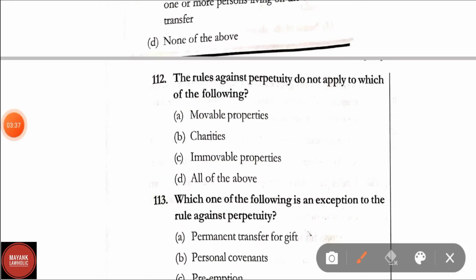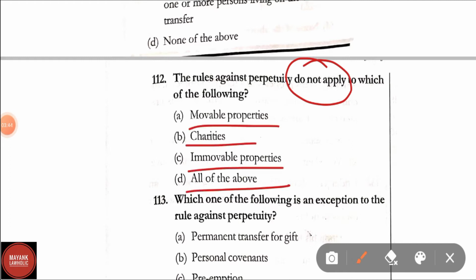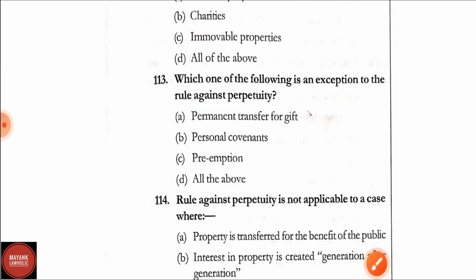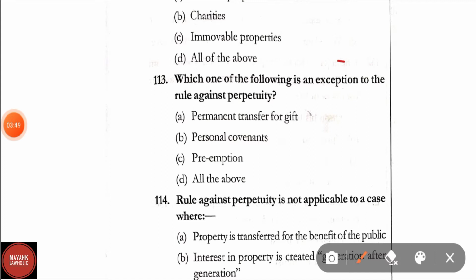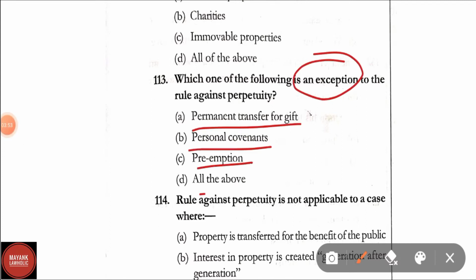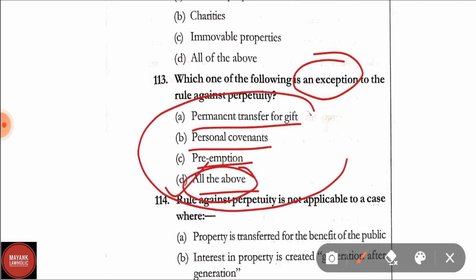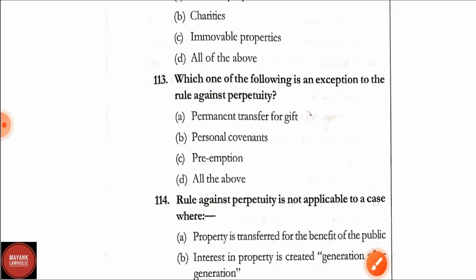Question number 112. The rule against perpetuity does not apply to which of the following? Movable properties, charities, immovable properties, all of the above. Correct answer is option B, that is charities. Question number 113. Which one of the following is an exception to the rule against perpetuity? Permanent transfer for gift, personal covenants, preemption, all of the above. Correct answer is option D, that is all of the above. Permanent transfer of gifts, personal covenants, preemption, all are exceptions to the rule against perpetuity.